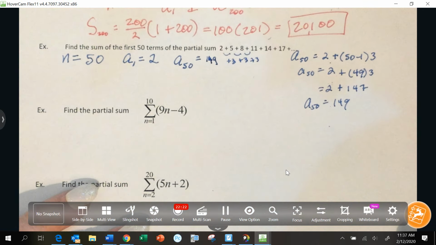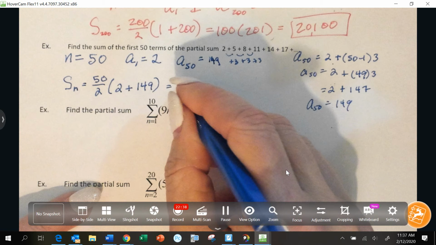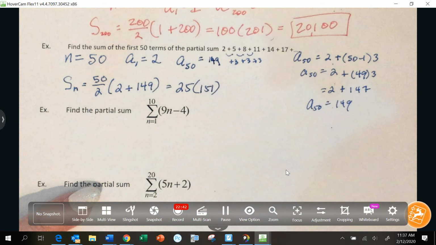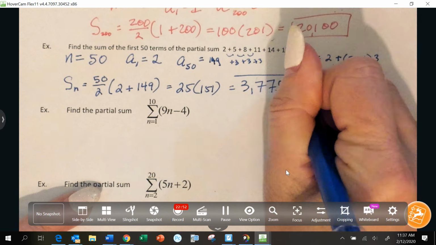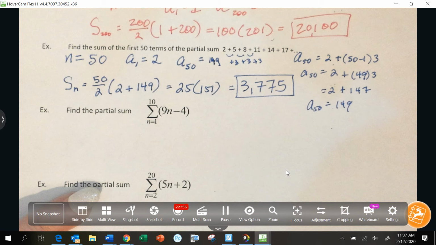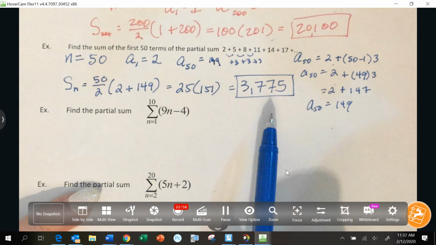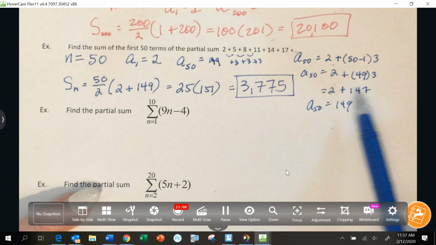So now we use our S sub n formula. It says take the number of terms, divide by 2, multiply that by the first term plus the last term, and you'll have the sum. So 25 times 151. Okay, I'll use my calculator. And the sum would be 3,775. So if you do not know the last term, there should be some sort of pattern where you could find the last term.